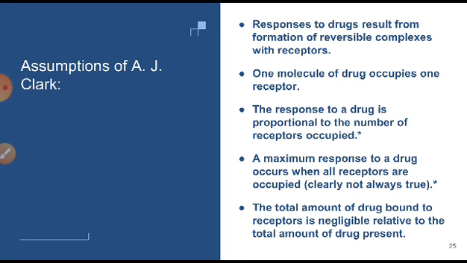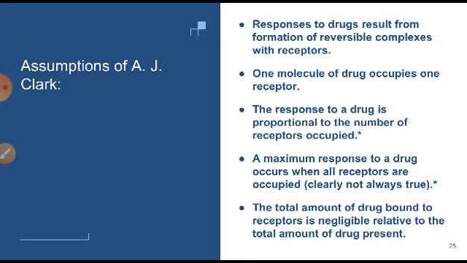This is still true. The response to a drug is proportional to the number of receptors occupied. As many receptors as will be occupied, the response will go up. A maximum response to a drug occurs when all receptors are occupied. This is what Clark said, but it does not happen every time, right, that all the receptors get occupied. Maybe I'll show you further some graphs where even 100% of receptors are not needed to give you the 100% response.